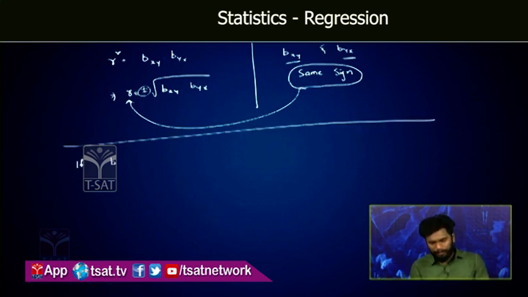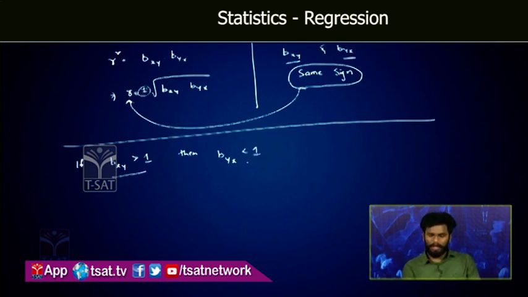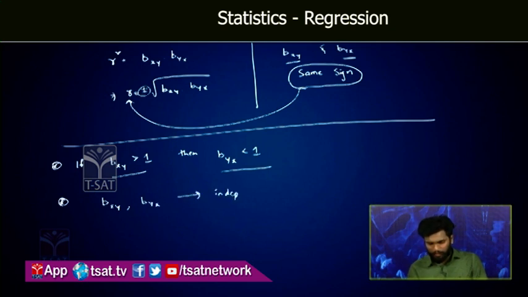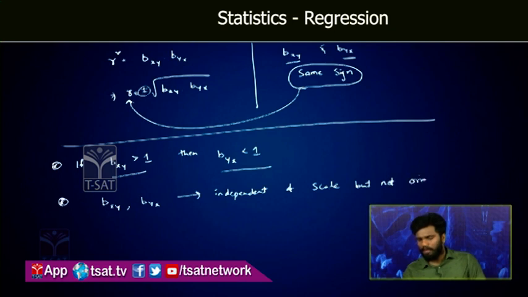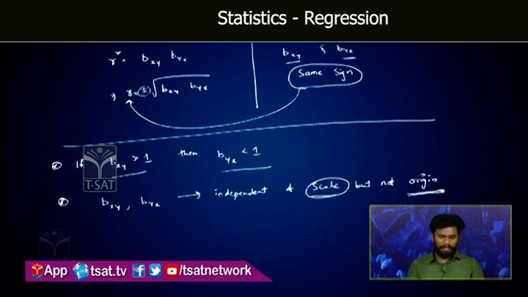Now, if b xy is greater than unity, then b yx must be less than unity. If one is greater than 1, the other obviously has to be less than 1. So that is one of the properties. And these regression coefficients b xy and b yx are independent of scale but not origin. They both are independent of scale but not origin.